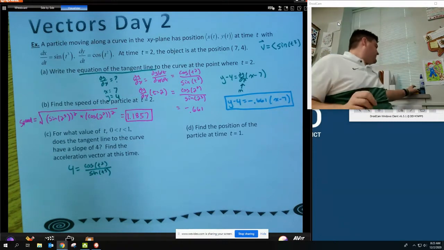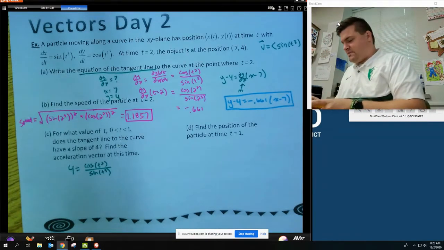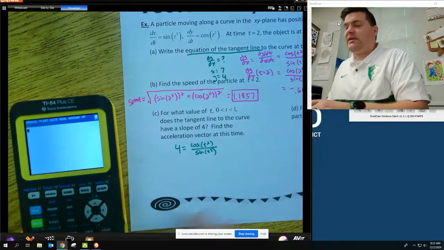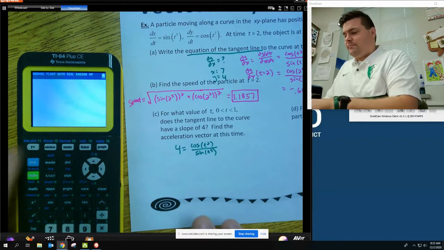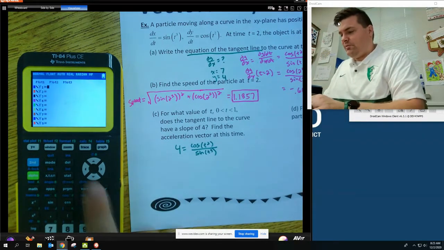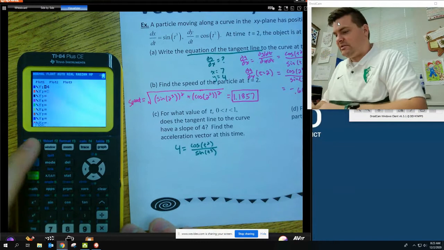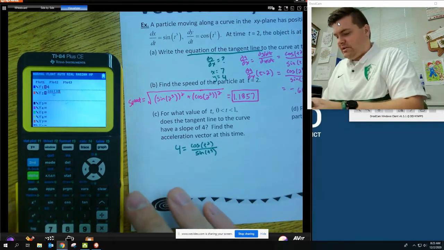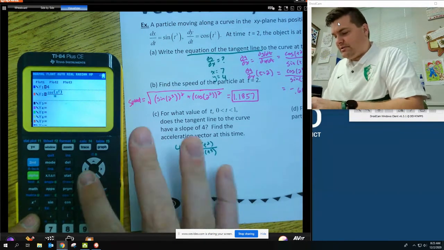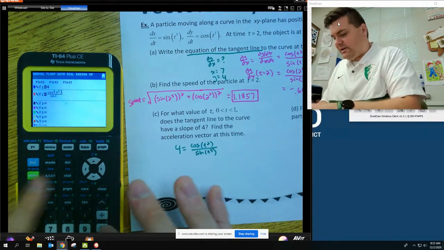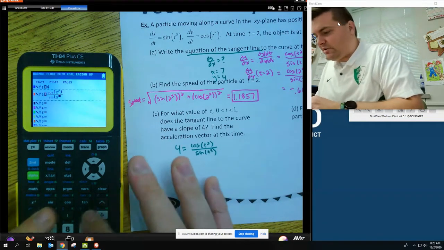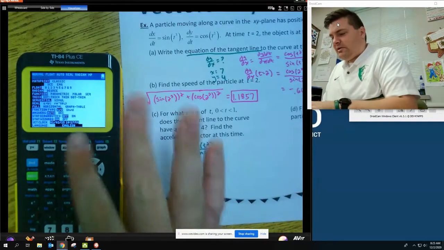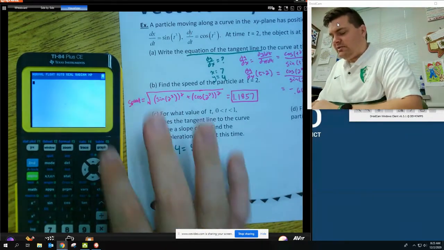Easiest way to do that is just to graph these. Okay, you've got to be sharp with the old calculator here. What you can do is type 4 into y1 and then type in cosine of... you can't do t, so you've got to use x... x squared, all over sine of x cubed. Make sure we're in radian mode, by the way. I'm going to check it because I teach other classes that might use degree mode. Okay, we're good. We're in radian mode. So all I'm going to do now is just graph it.